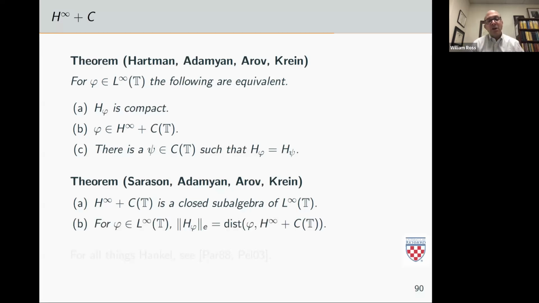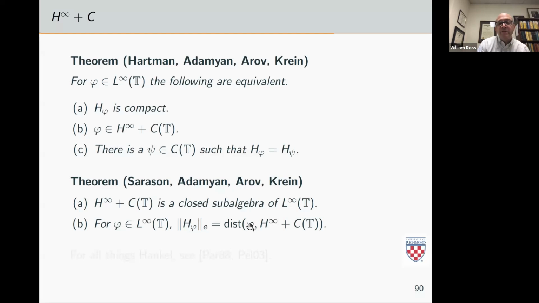All right, so since it's a closed subspace of L infinity, I can talk about the distance between an L infinity function and this space. And it turns out that this is the essential norm of the Hankel operator. Do you remember, the essential norm of an operator is the distance between that operator and the algebra of compact operators? It's not going to be an algebra in this case, but it'll be the space of compact operators.